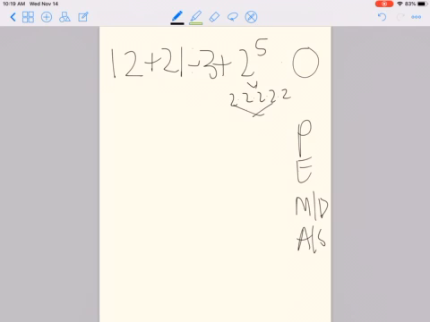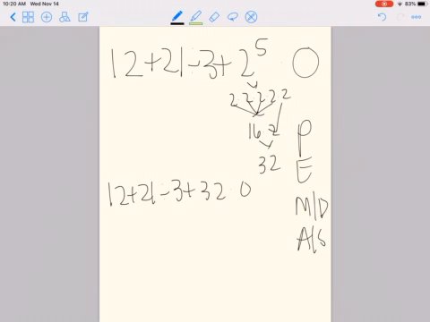Now, I remember that 2 times 2 times 2 times 2 is 16. I just did that on the last problem. So I can do 16 times 2 is 32. Okay, so now I'm going to rewrite: 12 plus 21 divided by 3 plus 32 times 0. All right. PEMDAS, we're done with parentheses, we're done with exponents. The next thing would be multiplication or division.